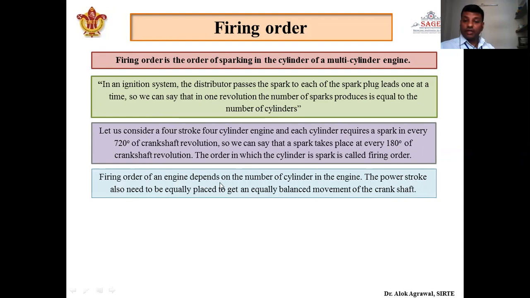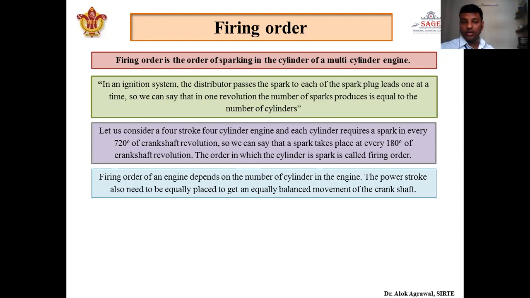The firing order of an engine depends upon the number of cylinders in the engine. The number of sparkings is equal to the number of cylinders, but the firing order also depends upon the number of cylinders. There will be a different firing order for a four-cylinder engine, a different one for a three-cylinder engine, and a different one for a 6, 8, or 12-cylinder engine. The power strokes also need to be equally placed to get an equally balanced movement of the crankshaft, because the engine has a lot of moving components. So that there will be a balanced force on the crankshaft.